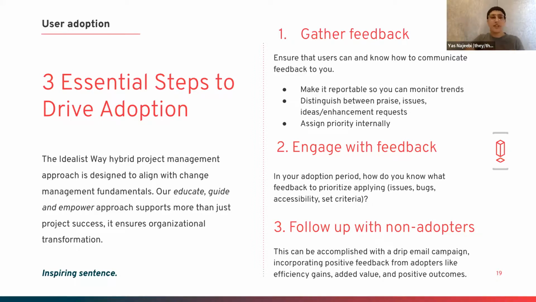You could have different custom fields that you use to assign the priority of the feedback internally, or distinguish between what kind of feedback it is. Is this praise? Is it a bug? Is it an enhancement request? Those things are all important.